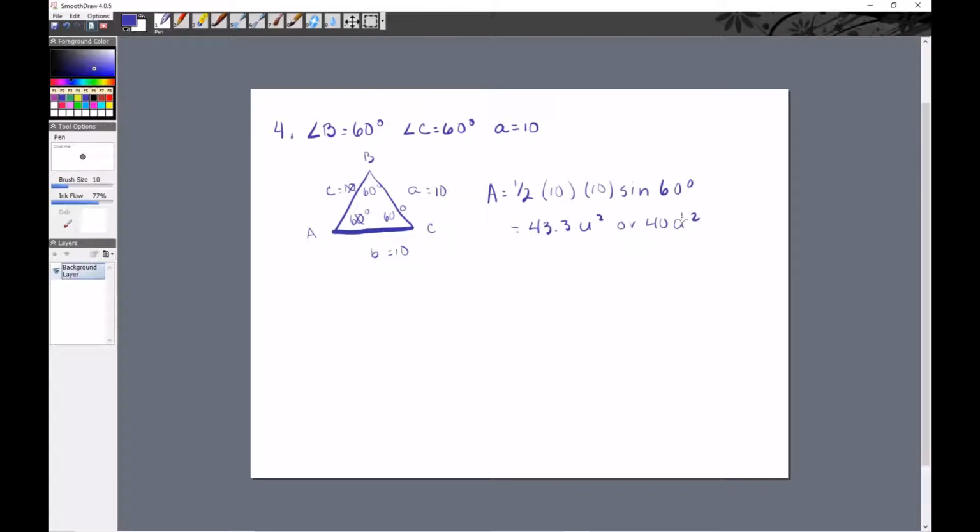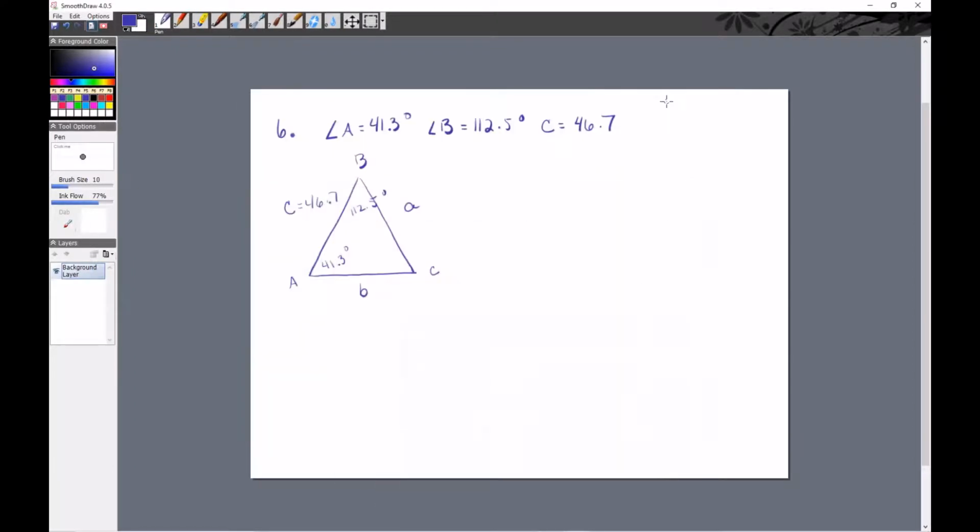All right, so let me pause again. On to number 6. And I've drawn this out. This was the information that was given. We had the measure for angle A, the measure for angle B, and the measure for angle C. Basically, what I want here is a value for B, so that I'll have this side, this angle, and this side, and I can use that law of sines approach for area. So this is what I definitely need.